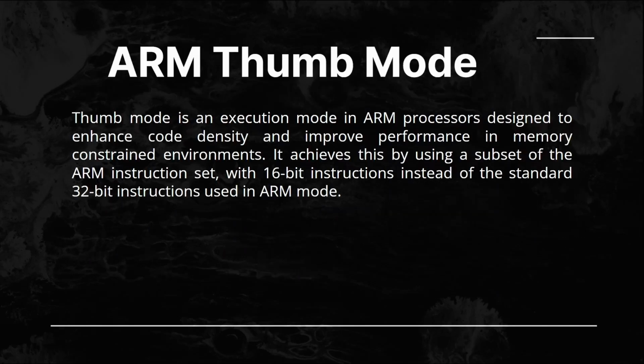At the end, let's discuss ARM thumb mode. When ARM thumb mode is active, 16-bit instructions are executed instead of the standard 32-bit instructions that are used in ARM mode. It is an execution mode in ARM processors designed to enhance code density and improve performance in memory constrained environments. It achieves this by using a subset of the ARM instruction set.